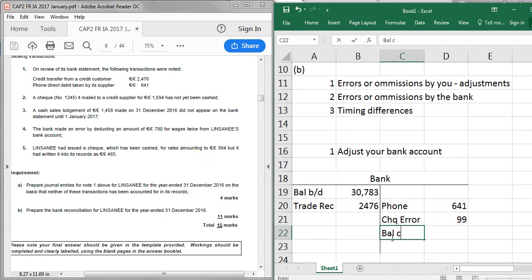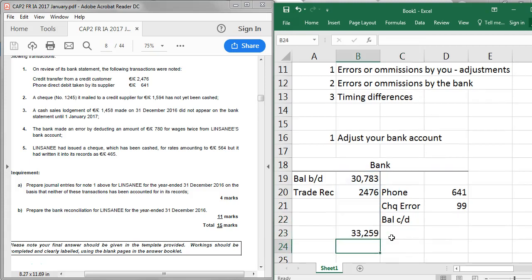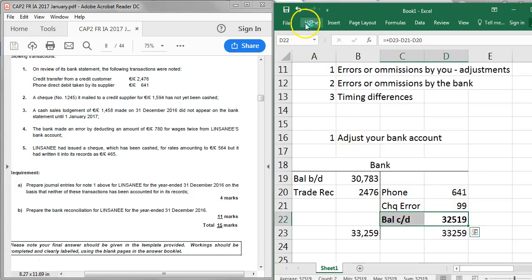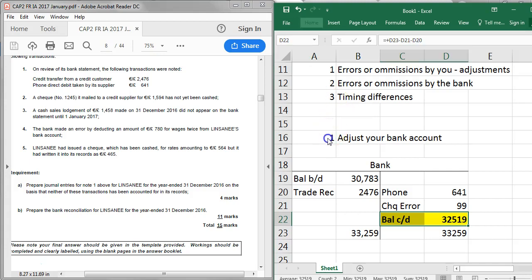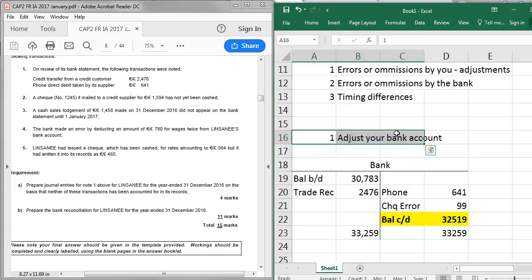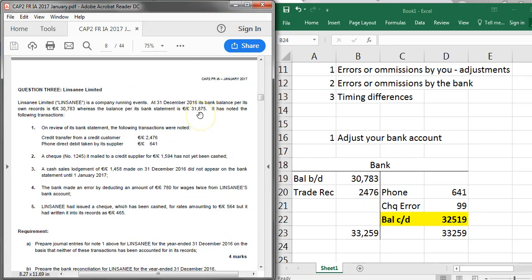So then you balance them up, and this will be your updated balance. Both of them have to be 33,259. So the balancing figure, your updated bank account figure, is 32,519. And that's your starting point for your reconciliation, or one of them at least. So step 1 is adjust your bank account and say, after all the errors and omissions that I found here, I'm saying my updated bank account should be 32,519. But that still doesn't match 31,875.